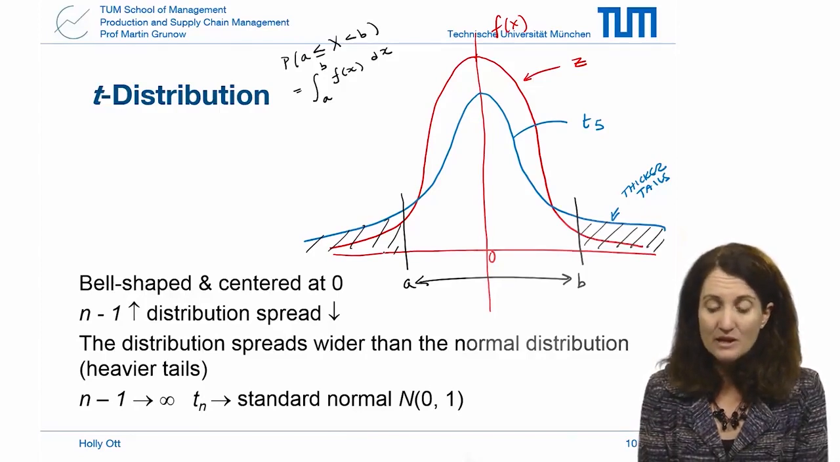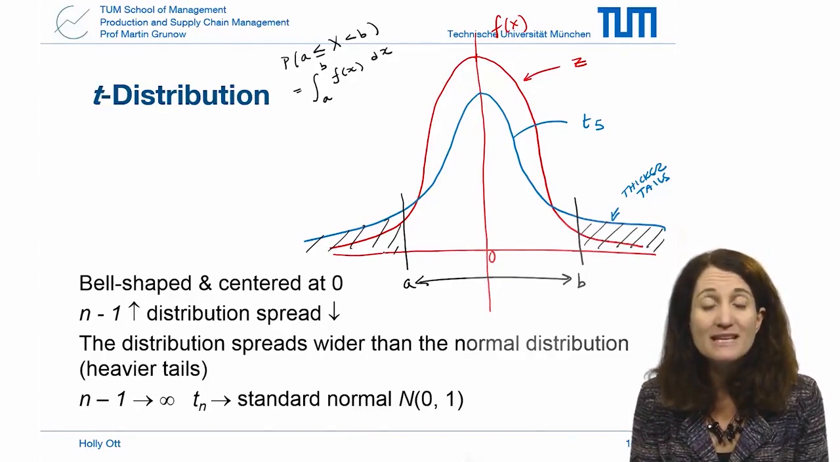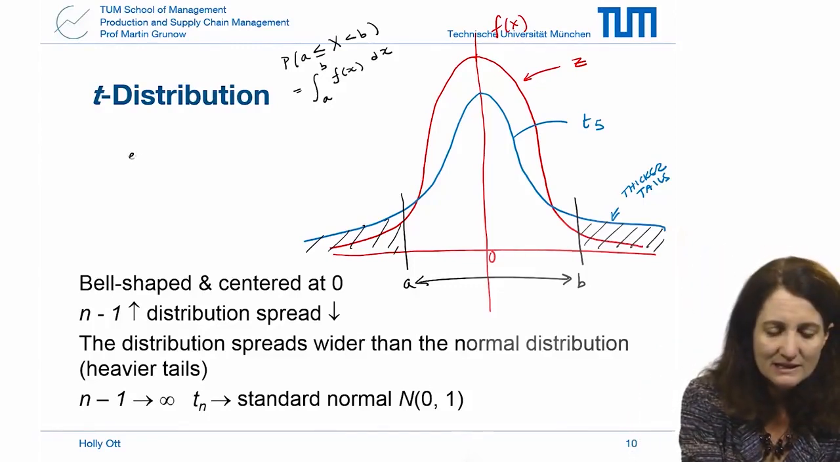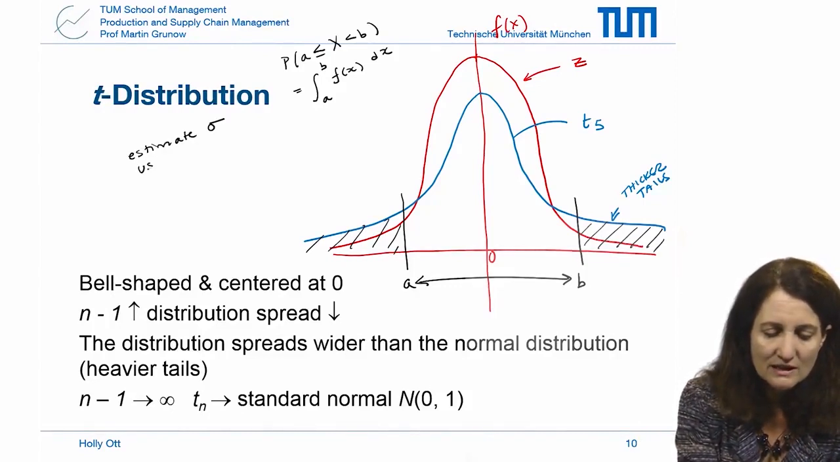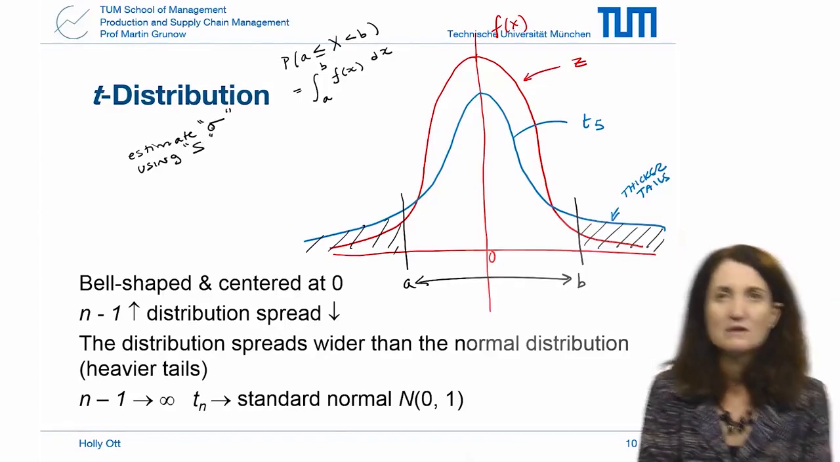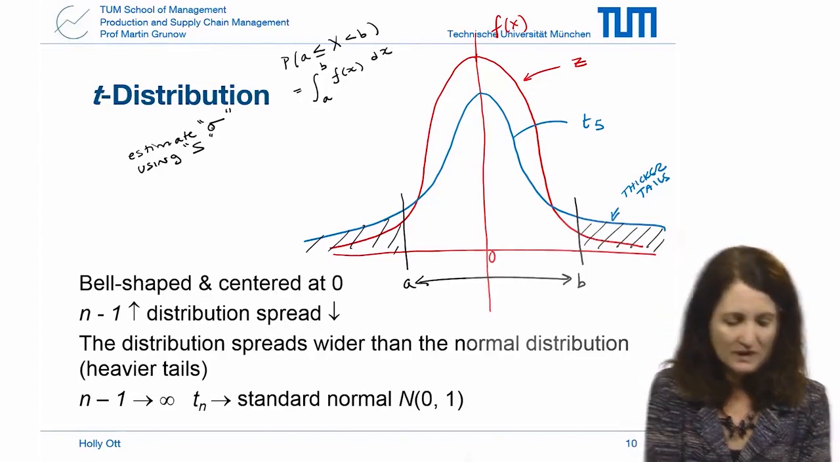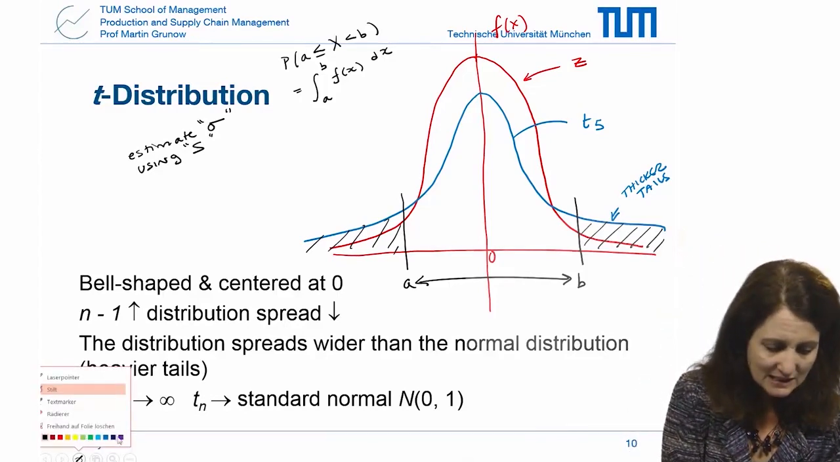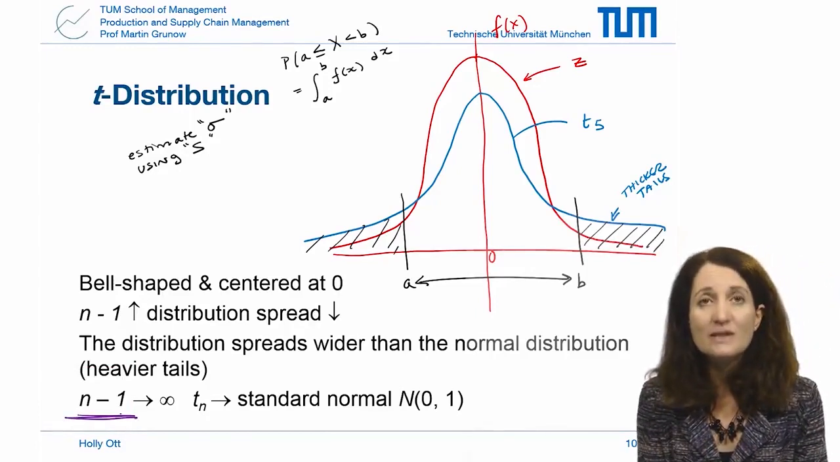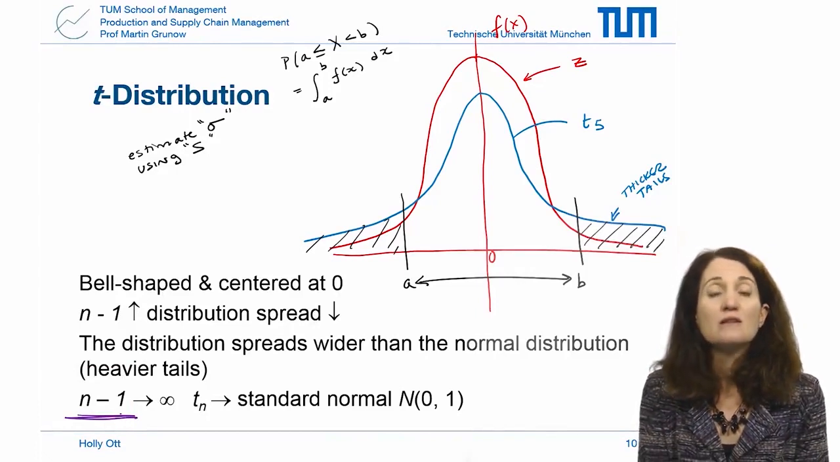And why? Well, it's because the sigma is unknown. Here, the thicker tails represent the uncertainty that comes from the fact that we have to estimate sigma using s when we don't know the standard deviation. Now, the reason the t distribution has degrees of freedom is because as you increase your sample size, you get a more exact value.